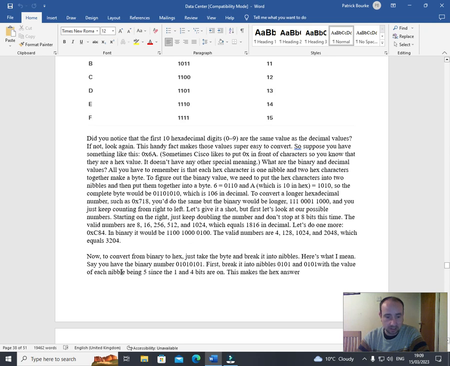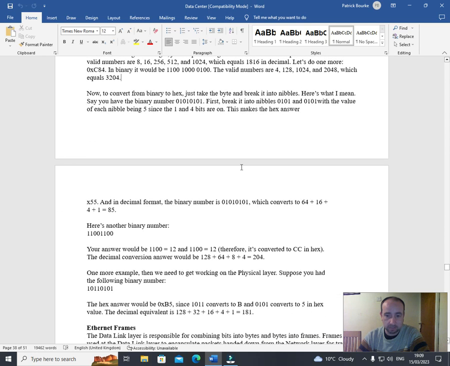Here's what I mean. Say you have the binary number 01010101. First break it into nibbles, 0101 and 0101, with the value of each nibble being 5, since the 1 and 4 bits are on. This makes the hex answer 0x55, and in decimal format, the binary number 01010101 converts to 64 plus 16 plus 4 plus 1 equals 85.